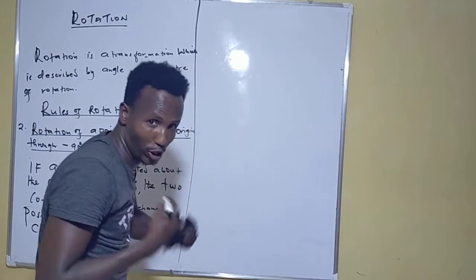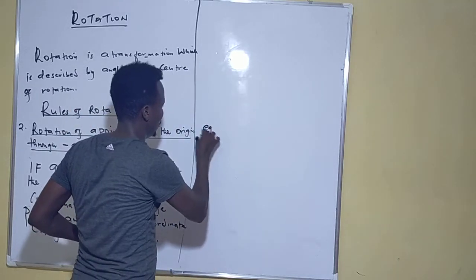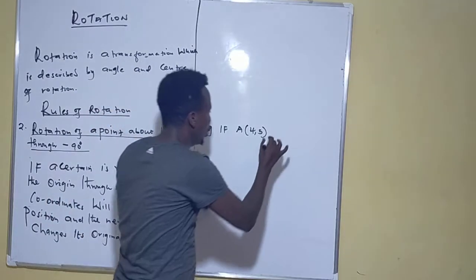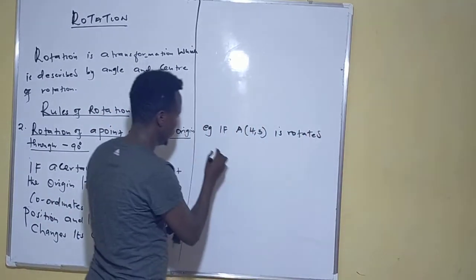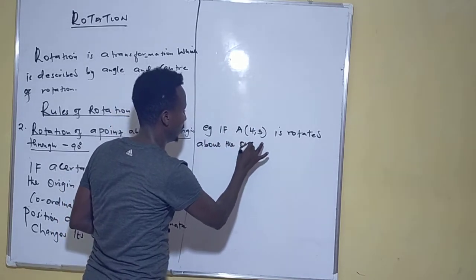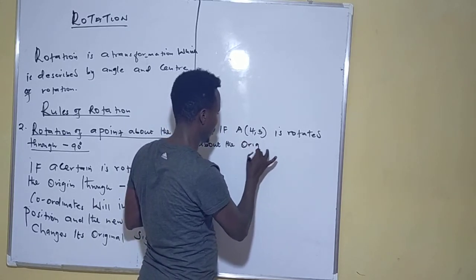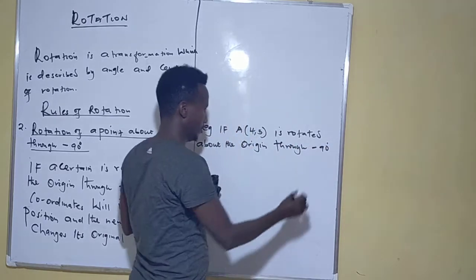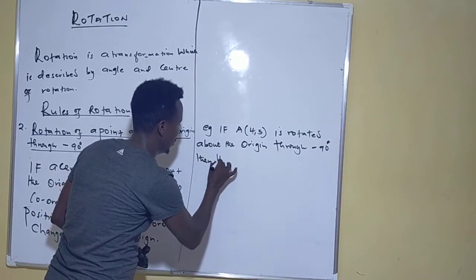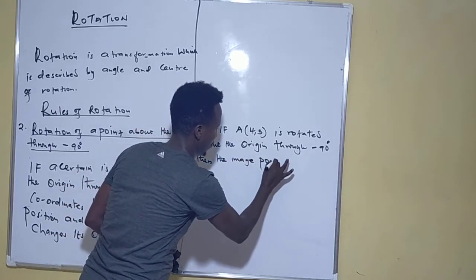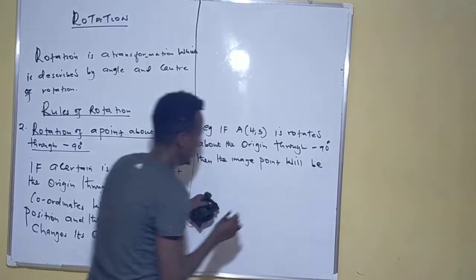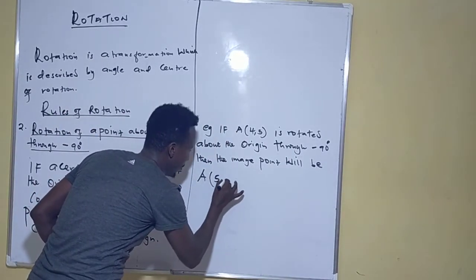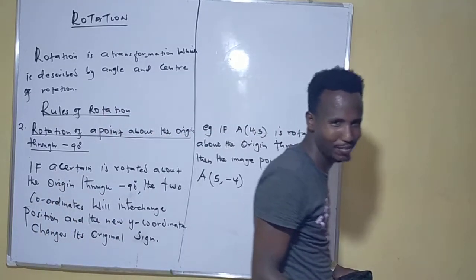For example, to give you an example so that you do this thing, a math lesson. If A (4, 5) is rotated about the origin through negative 90 degrees, then the image point will be: they will interchange position and the new y coordinate changes its original sign. That will be (5, -4). There's no line we're going to draw. Very easy, by the way.